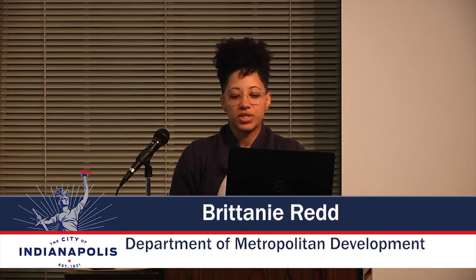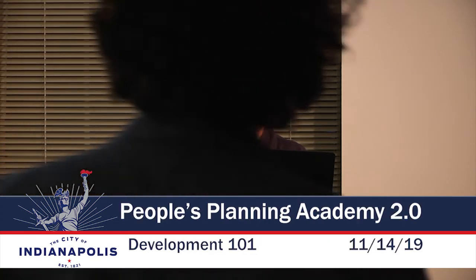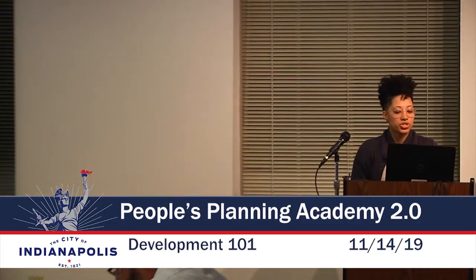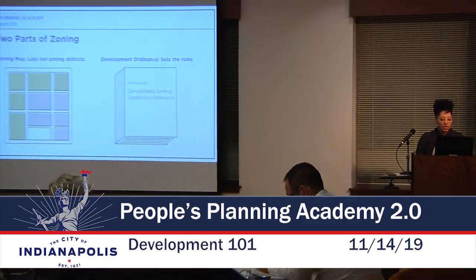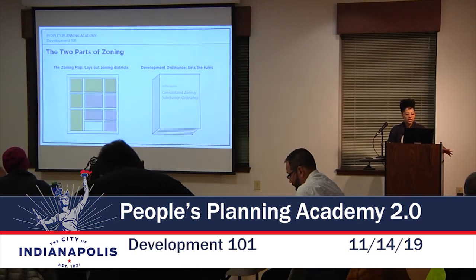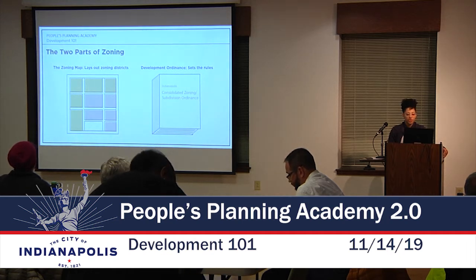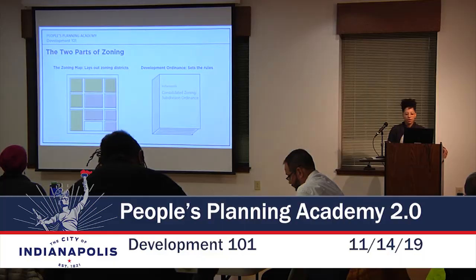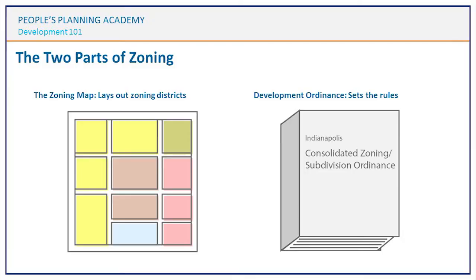Yeah, so just a quick refresher. There were two parts of zoning: the map, which assigns a zoning district to every parcel of land in Marion County, and the ordinance, which establishes the rules. Changes are made to each of these. However, changes to the map happen much more frequently than the ordinance. Changes to the map may occur multiple times throughout the year. So let's talk about how those changes happen and how you can get involved.